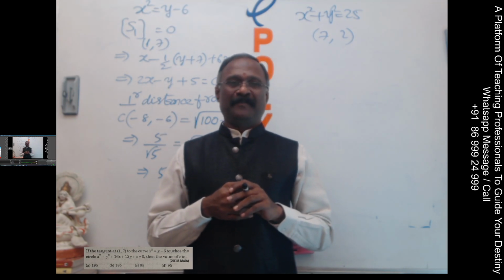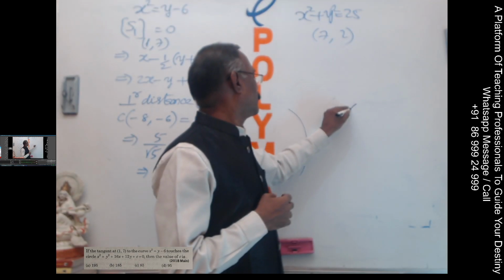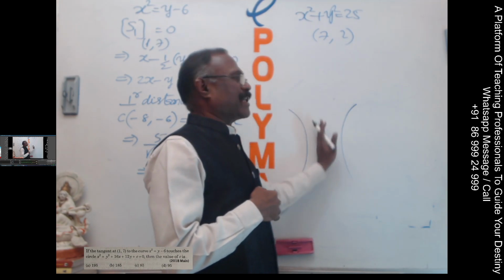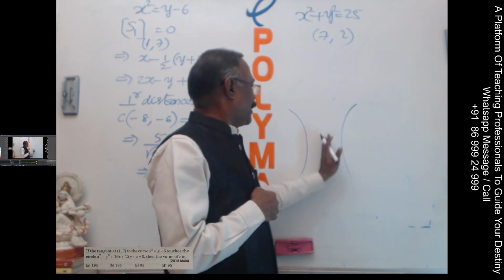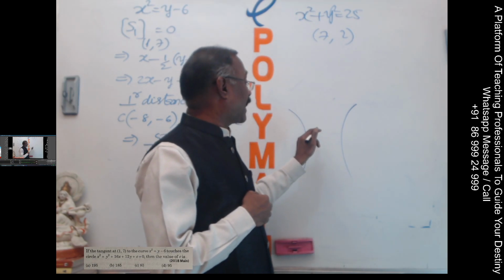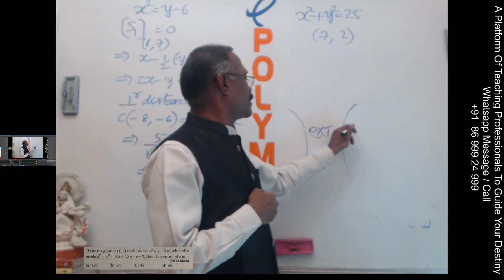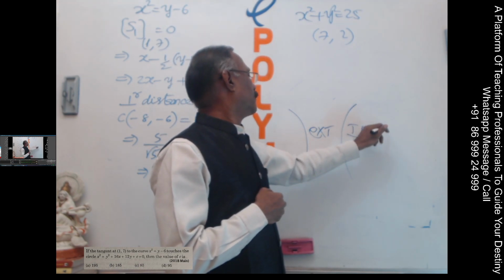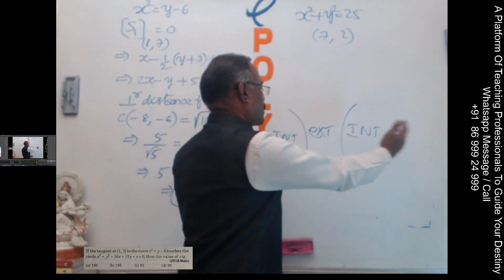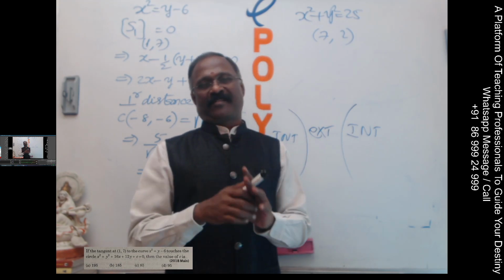Except for the hyperbola. The reason is, when you see a hyperbola, you may be thinking that this is the area inside, the included part of the hyperbola, but it is the external part. This is the internal part, this is the external part. Remember that. That's the reason why only for the hyperbola it differs.